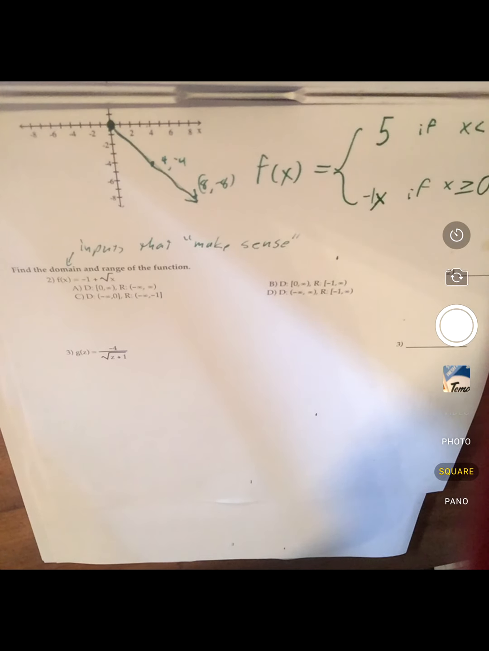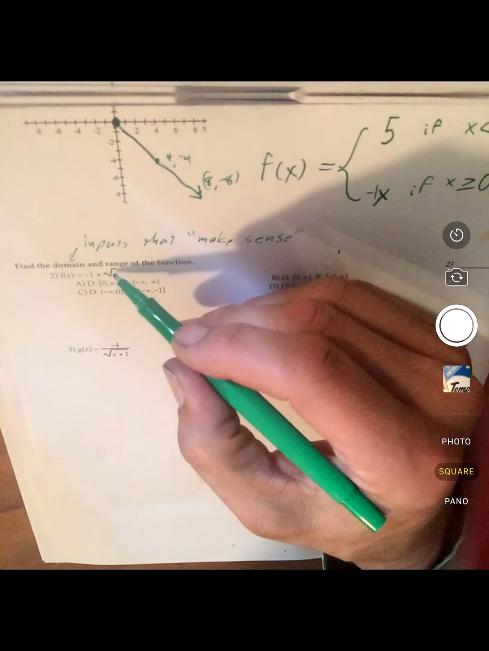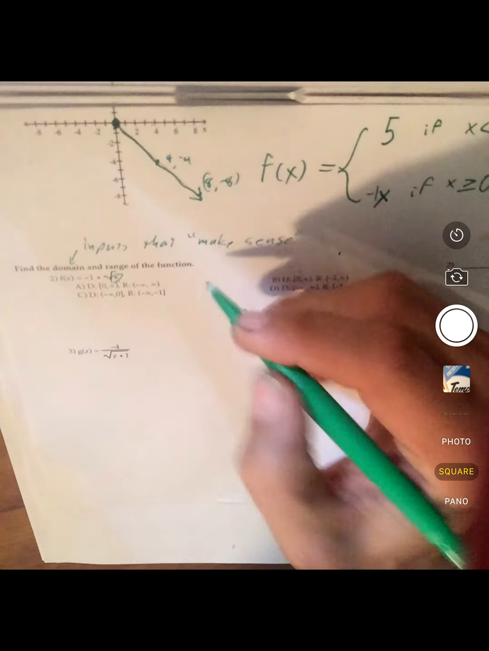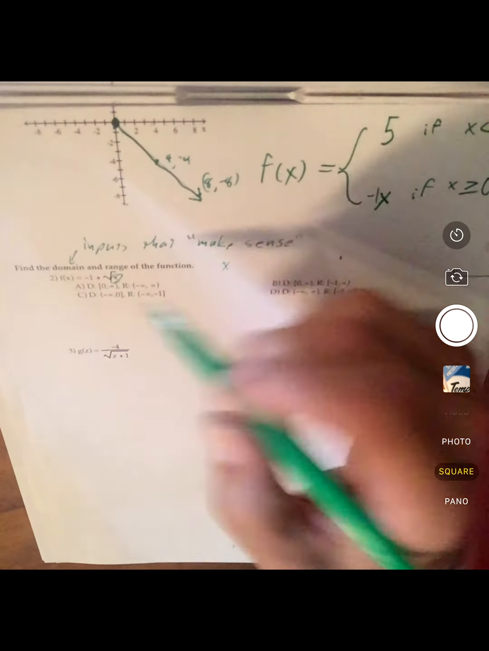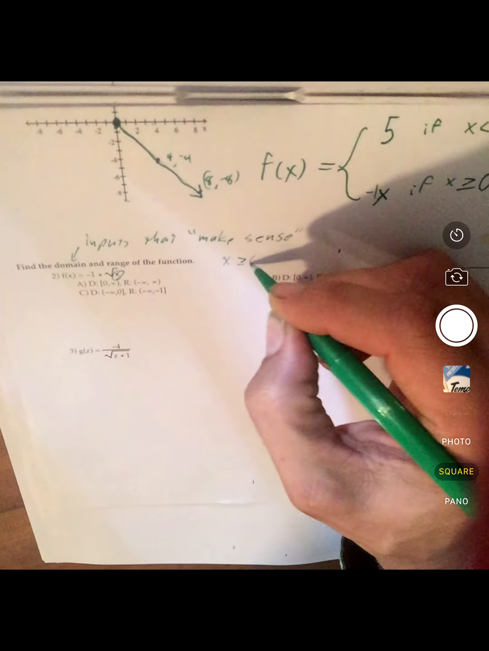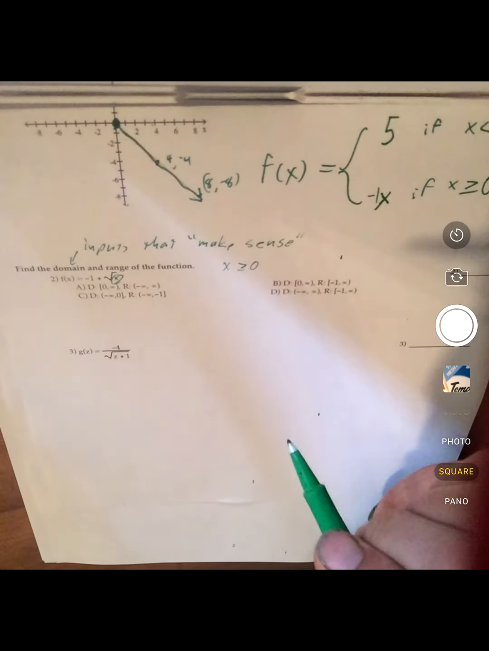You got to think about the rules of real numbers, and they're not very restrictive, but they tell you you can't divide by 0 and you can't take the square root of a negative, not with real numbers. So we don't have any division, but we do have a square root there. Sometimes domain is limited by the physical situation. We don't have one of those for this problem, but we do have this restriction here. Whatever's inside of this square root, here it's just x, has to be greater than or equal to 0 in order for this to result in a real number. So x has to be greater than or equal to 0.